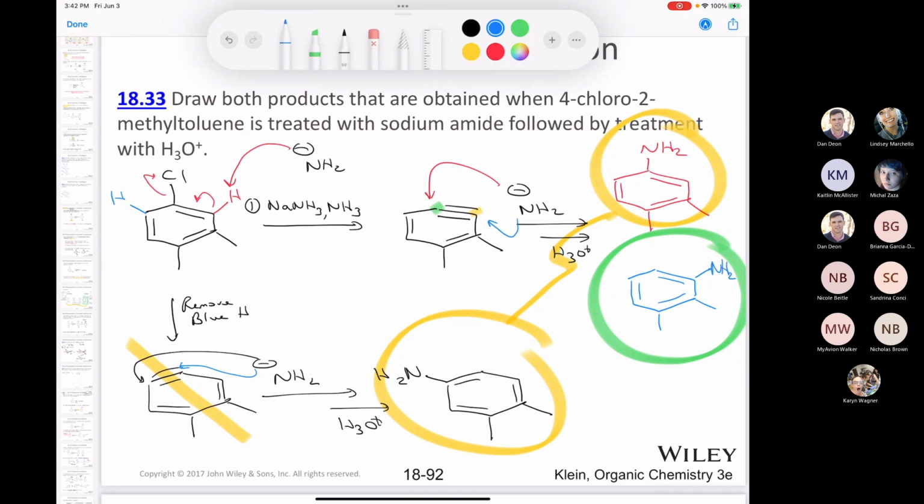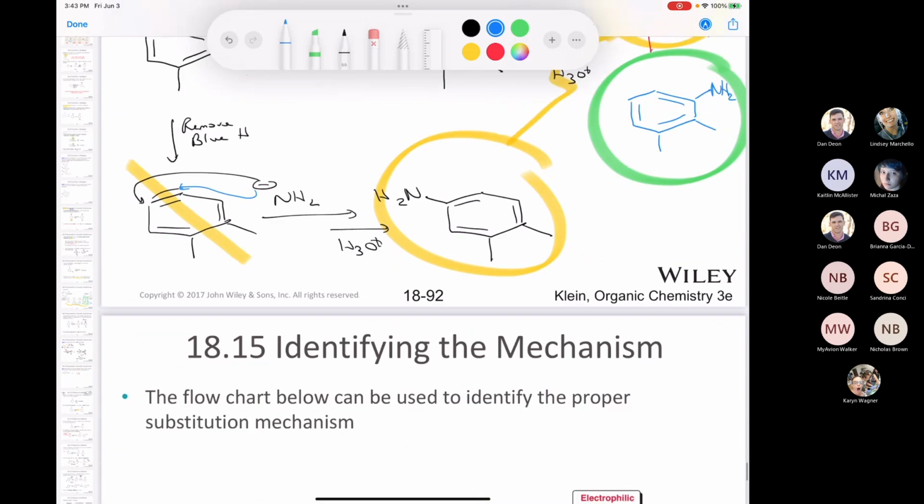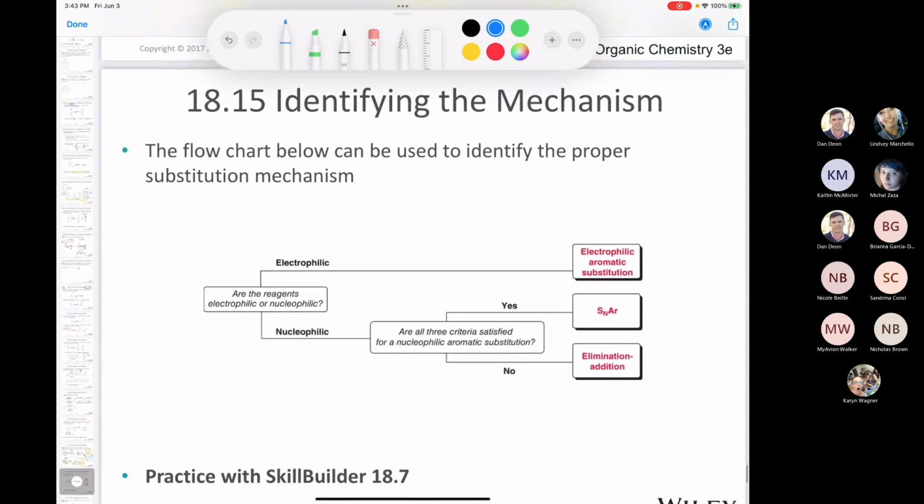So you would get this regioisomer as well. So that's a little bit of elimination addition chemistry, proceeding through a benzyne intermediate. And with all that in mind, that brings us to the very end of the chapter.